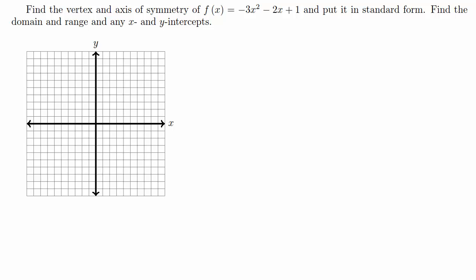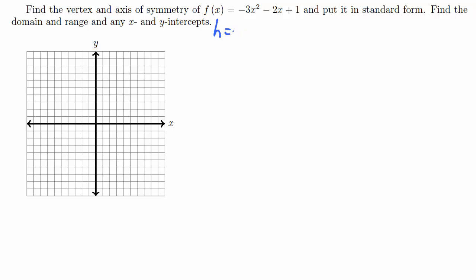Hello. In this video, we're going to find the vertex and axis of symmetry of f of x equals negative 3x squared minus 2x plus 1 and put it in standard form. Then we're going to find the domain and range and any x and y intercepts.